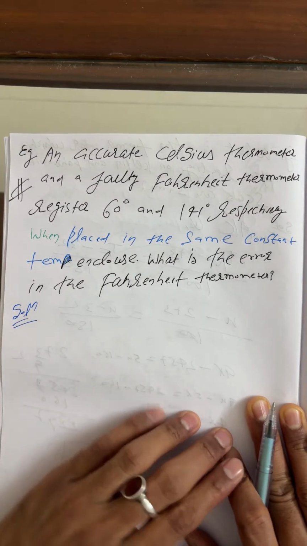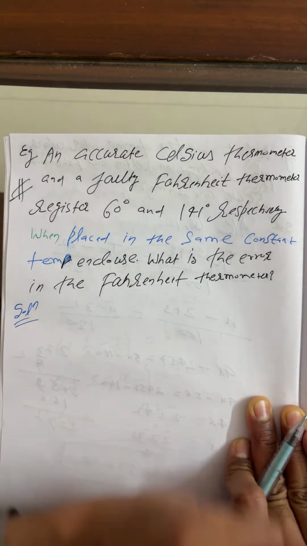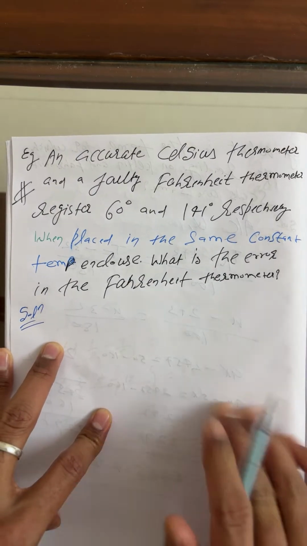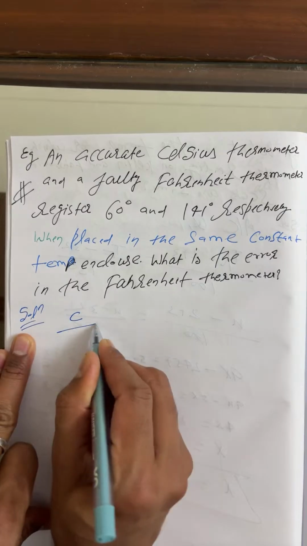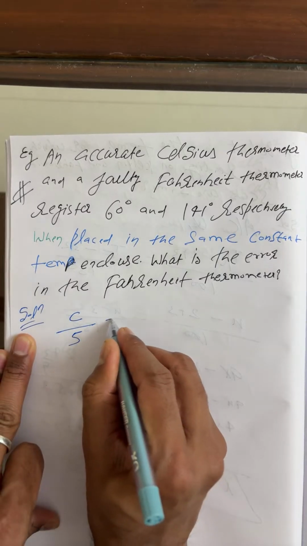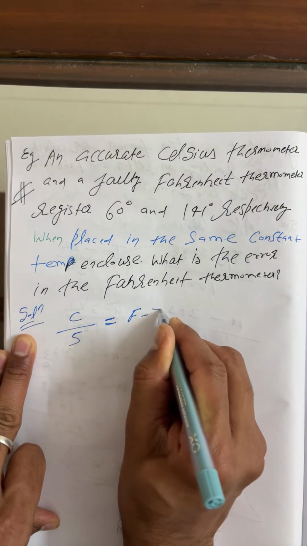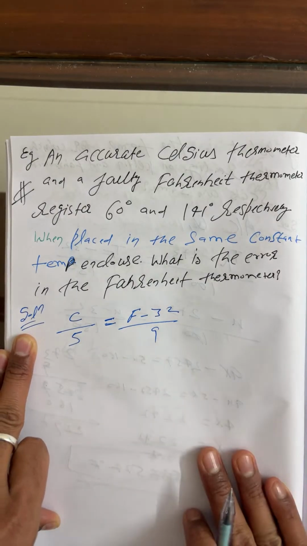Okay, yes, beta. Initially, just keep in your mind, my dear, this is the formula: degree Celsius, C upon 5, equals F minus 32 upon 9. I hope all of you remember, my dear.